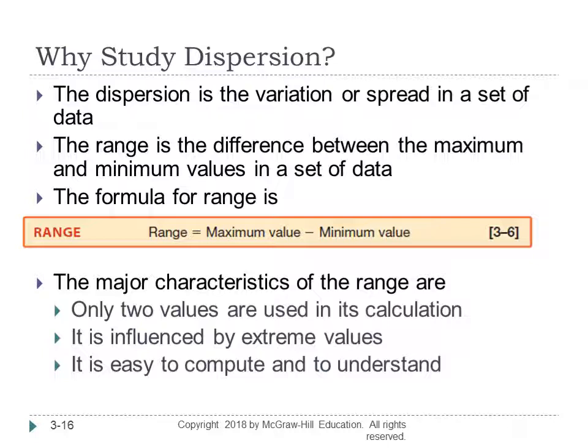The major characteristics of the range are that only 2 values are used in the calculation. That's the maximum and the minimum. It is influenced by extreme values. Of course, if the maximum is very large or if the minimum is very small, that will influence the value of the range. Of course it is easy to compute. It's just the difference of 2 numbers. It is easy to compute and to understand.